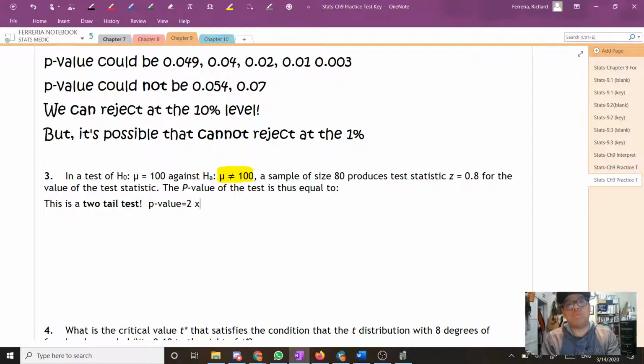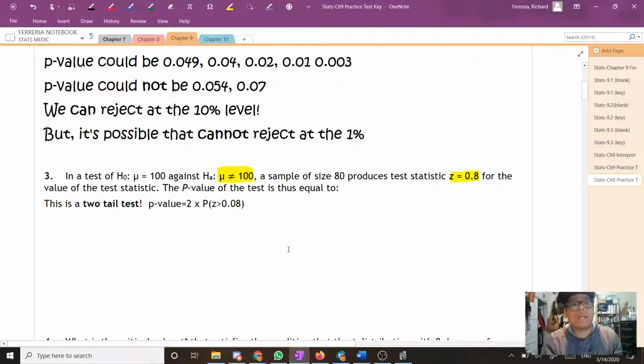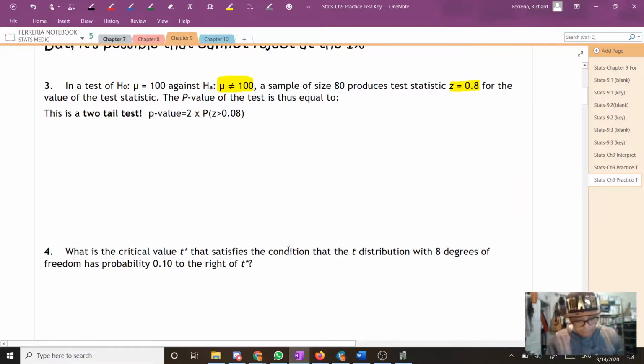two times the probability that z, well, notice that we have a positive z-score. So when we have a positive z-score, that means that when we calculate our p-value, we're going to go greater than that test statistic, which means to positive infinity. I think I better draw a picture here. So our p-value is going to be 2 times the probability that z is greater than 0.8. So let's draw that over here on the side.